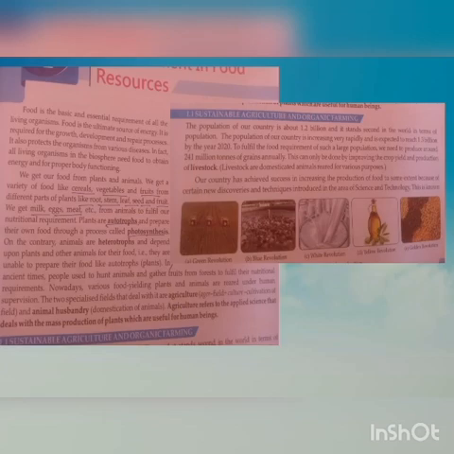Plants are autotrophs and prepare their own food through a process called photosynthesis. Already we were studying this in lower classes. On the contrary, animals are heterotrophs and depend upon plants and other animals for their food. That is, they are unable to prepare their food like autotrophs.